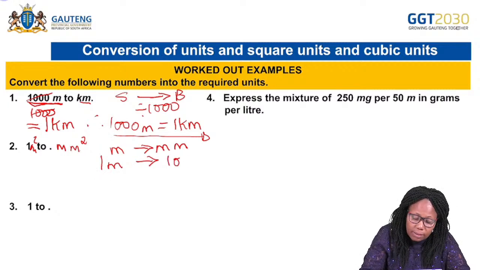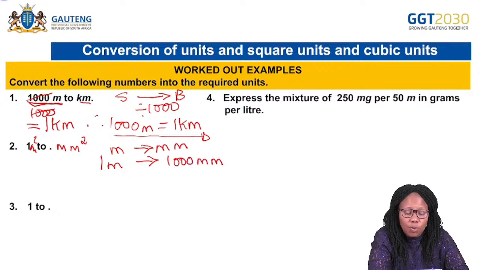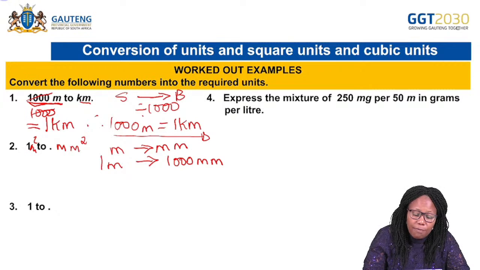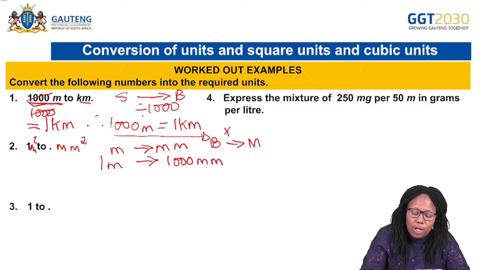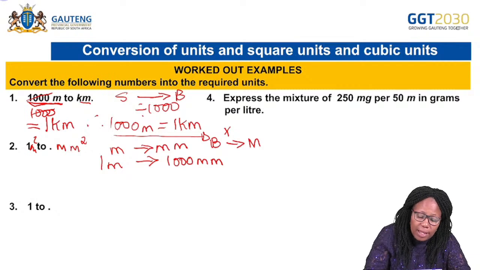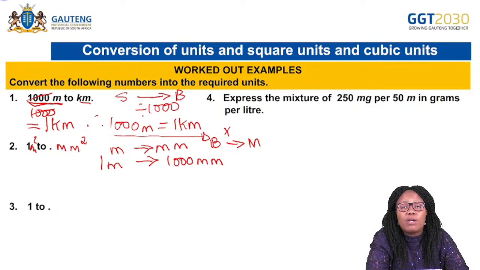1,000 millimeters, because I am moving now from what? From big to small. And then if we move from big to small, we do what? We multiply. So we have multiplied 1 meter with 1,000. That is why we have 1,000 millimeters.